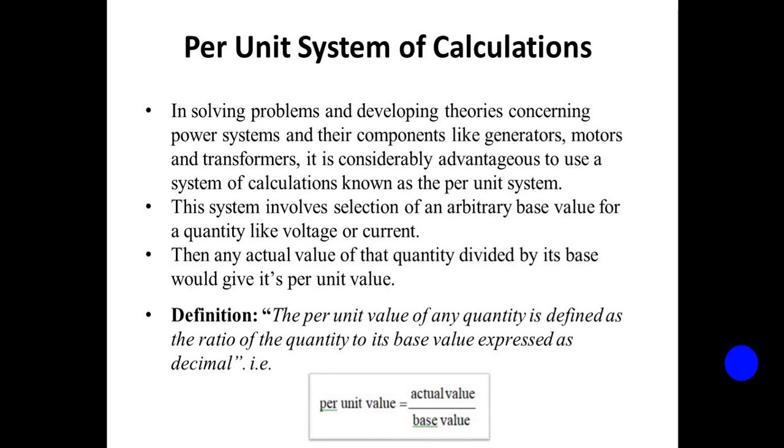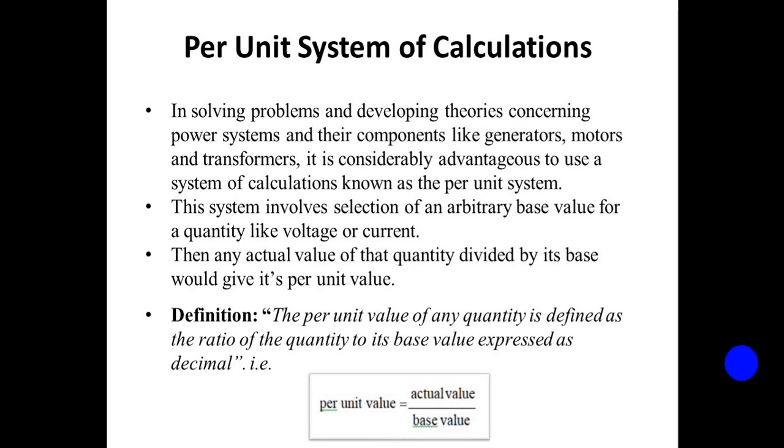Per unit system is a method which is considerably advantageous to use as a system of calculation. How do you call it advantageous? Because as compared to your conventional approach in the transformer, like the referring of its calculations, there are different values on the secondary and primary sides. So there is a hectic calculation which can be overcome by the use of per unit system, and we're going to see how we have the advantage of using a different system of calculation as compared to our previous approach.